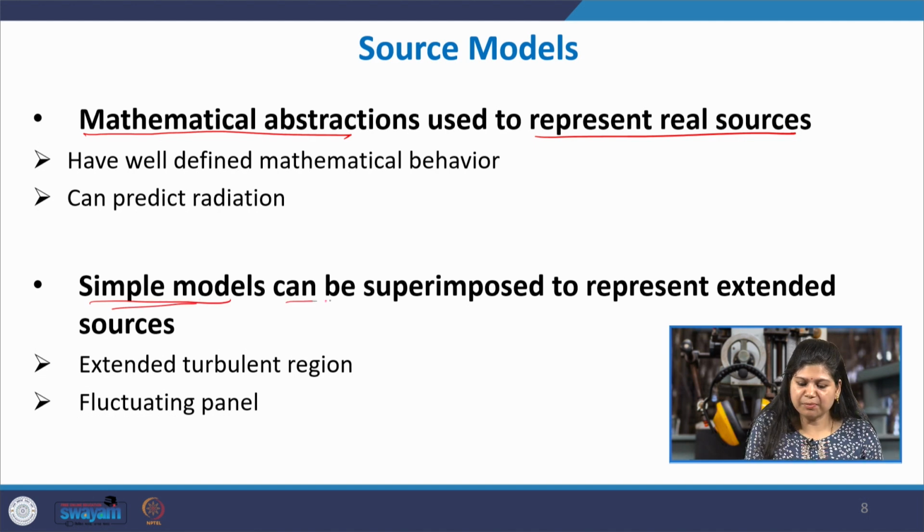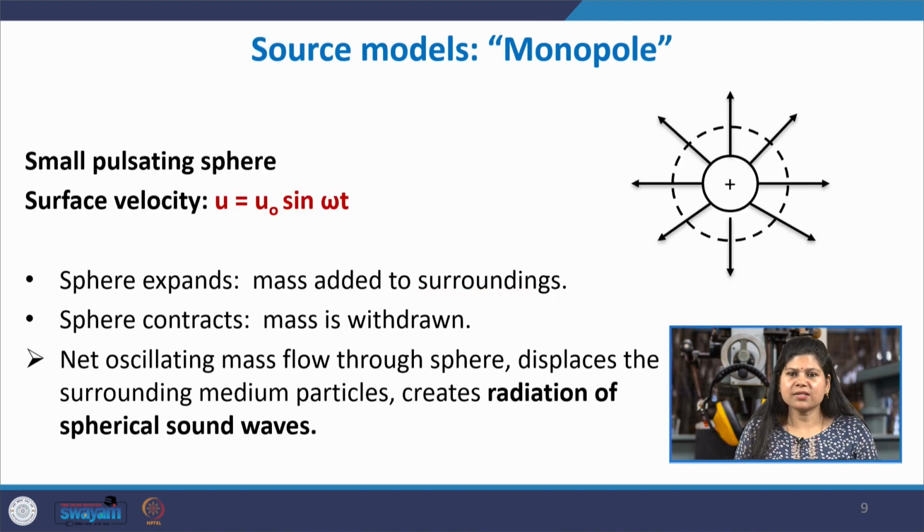So, basically the simplified models can be superimposed to create more extended real sources. So, let us study these simplified source models. The very first source model is the monopole. What do you mean by a monopole or an acoustic monopole? An acoustic monopole means it behaves as if it is a point source.